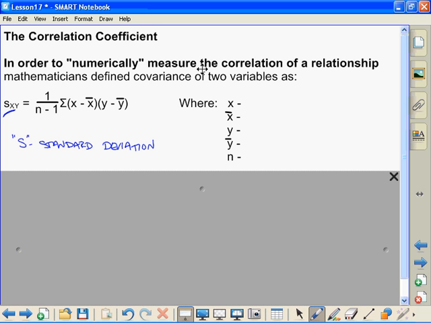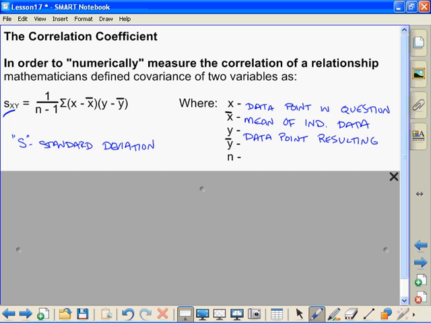The value of x is the data point in question. Your x bar is the mean of the independent data, so values on the x-axis. The y value is the resulting data point, the dependent variable. It's the y value that was associated or tied to the x value in question. The y bar is the mean of the dependent data. And n is the number of data collected.